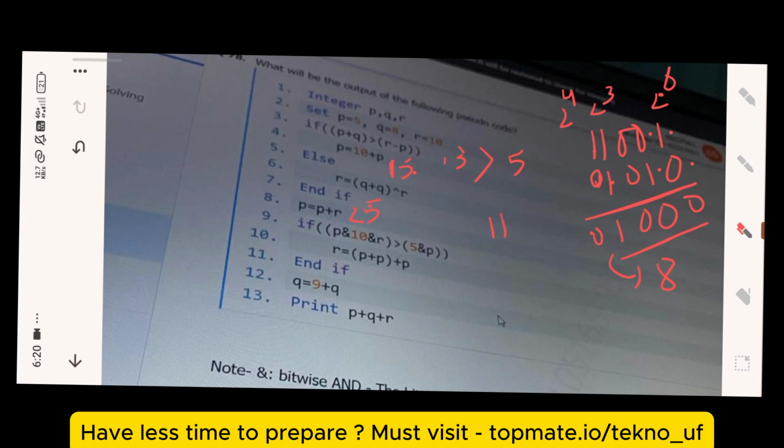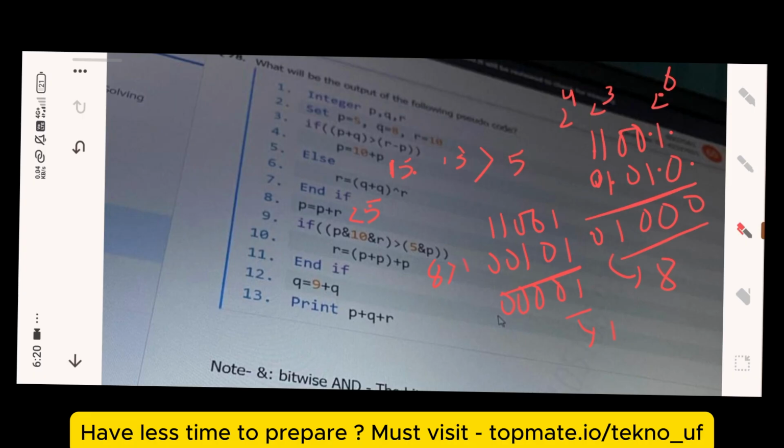So P means what? P means 11001 and 5 means 101. Okay, so 101. So 0 and 0 here. So 1 and 1 is 1. That means true and true is true. False and false is false. True and false, false. False and true, false. And true and false also false. So only 1. So this is equivalent to 1. So 8 greater than 1, this is true.